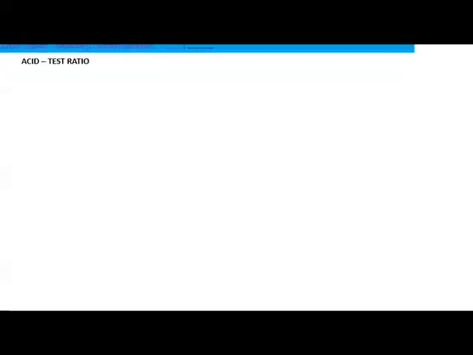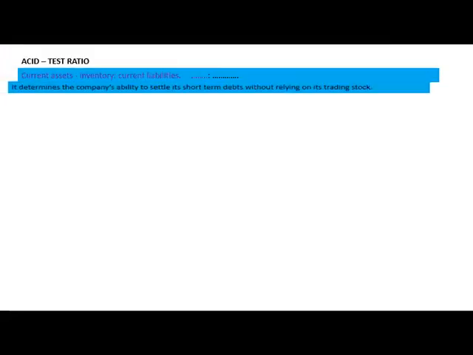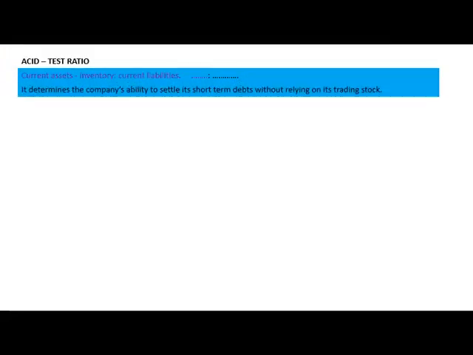With the acid test ratio, why do I use this ratio to calculate the value of inventory? It's because the ratio has inventory in it. And the formula for this ratio will be current assets minus inventory is to current liabilities. It basically determines the company's ability to settle its short-term debt without relying on its trading stock.